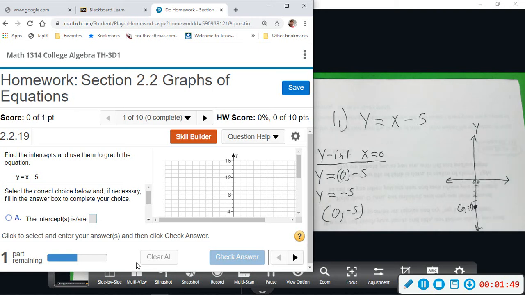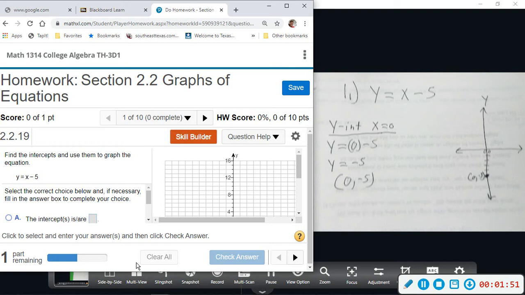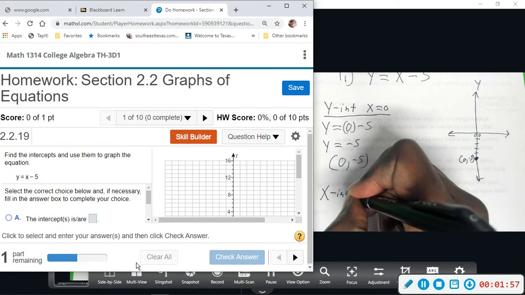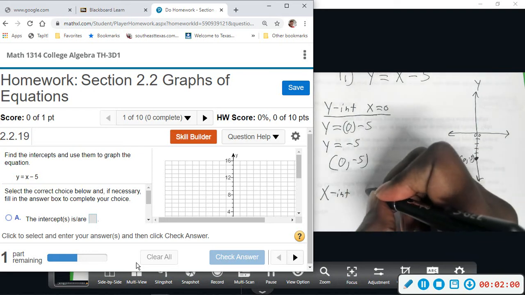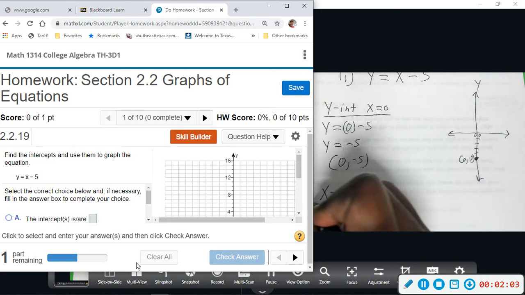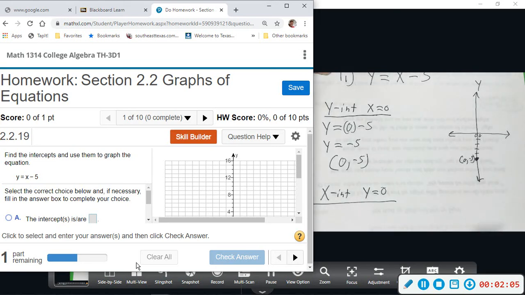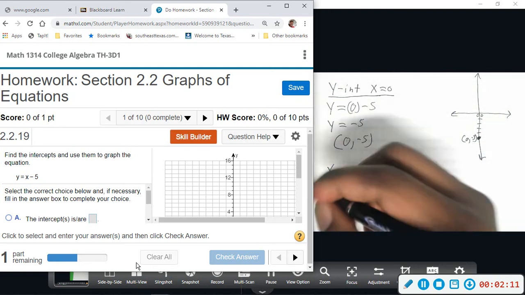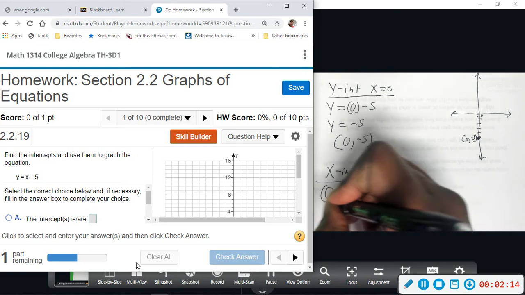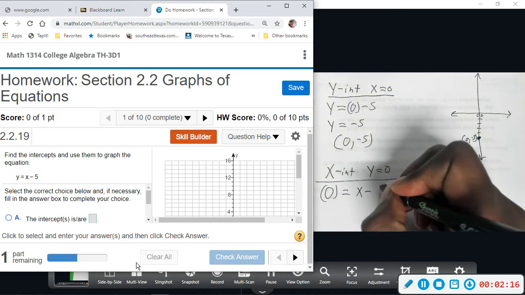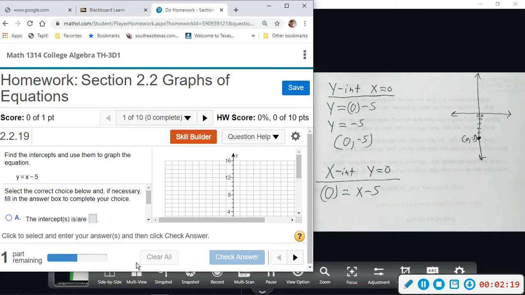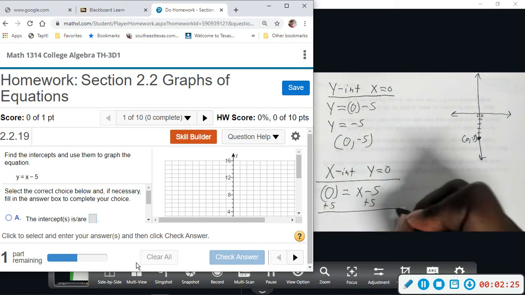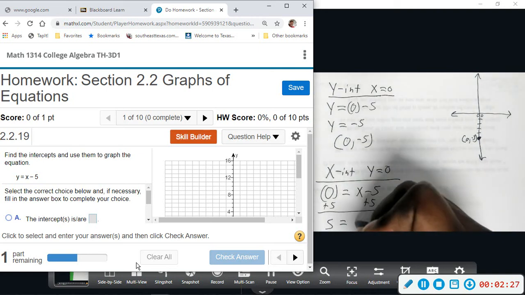We will do the same thing for the x-intercept. This time it's important to know that the y value is 0. So it's always the opposite. If you're looking for x, y is 0. If you're looking for y, x is 0. We start with our original equation, but plug a 0 in for y: 0 equals x minus 5. Then we solve for x by adding 5 to both sides, and we get 5 equals x.